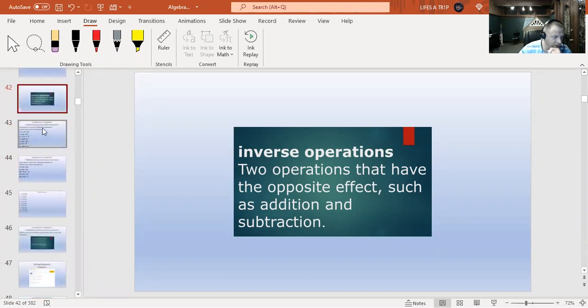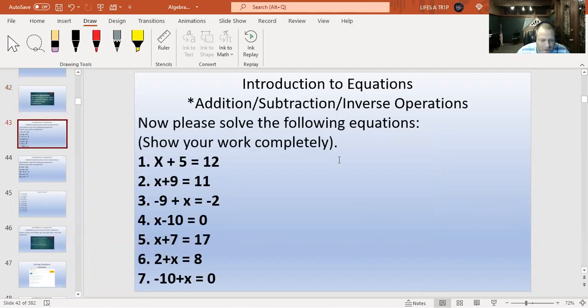Okay, inverse operations. All right, guys. Inverse operations are two operations that have the opposite effect, such as addition and subtraction. So what we'll do here is the elimination method, the cancellation method, which is the inverse operation that you're going to perform.